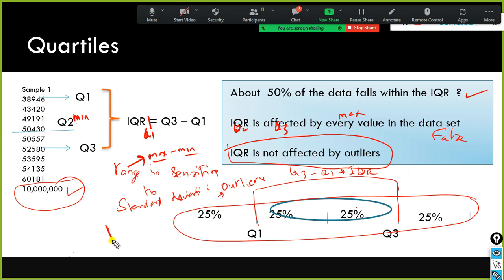But how about IQR? IQR is resistant to outlier. It is not sensitive to outlier. That is what it says. So even though I have an outlier, we are looking at only one thing. IQR is Q3 minus Q1. The difference between Q3 and Q1 is called your IQR, interquartile range. That is the middle part. Hence IQR is not sensitive to outlier. That is what you need to remember.